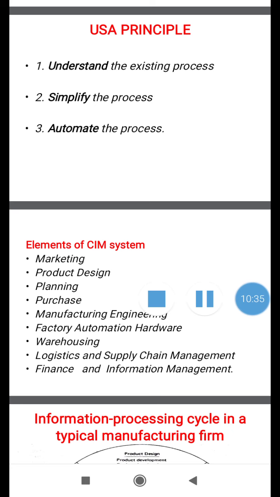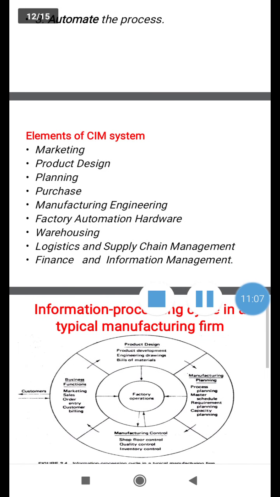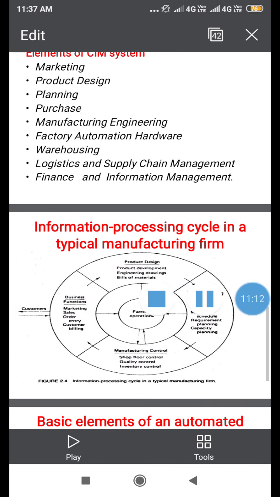Next one, manufacturing engineering, this is related to the second one, the product design. Next, factory automation and hardware, what automation we require in that plant. Next, warehousing. Next one, logistics and supply chain management, this is related to the planning step, how to plan the productions. Next one, finance and information management, this is the last element in CIM, that is computer integrated manufacturing. See, after knowing the elements of CIM, you go for how to implement those elements in a processing cycle.